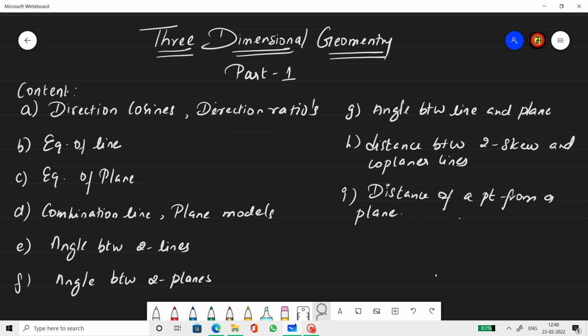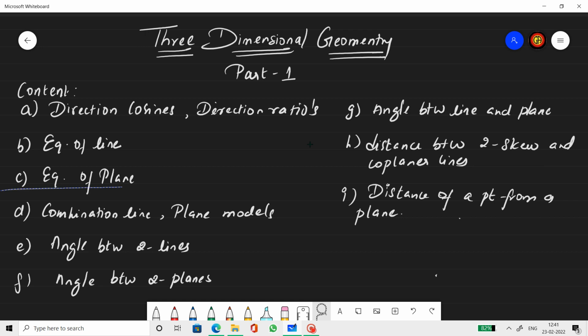The second exercise is finding the equation of a line. You have learned in your earlier classes how to find the equation of a straight line in two-dimensional space: y equals mx plus c, or y minus y1 equals m times x minus x1. Isn't it? To find the equation of a straight line in two-dimensional space, we need slope and a point. Like that, even here we need two important pieces of information to find the equation of the line. When I take up this topic, you will come to know about that.